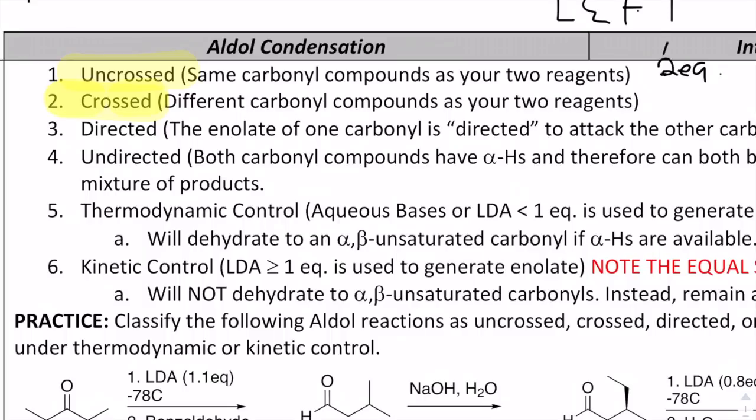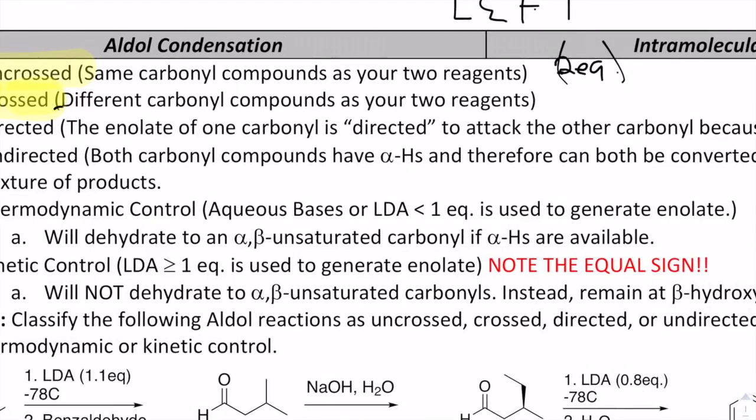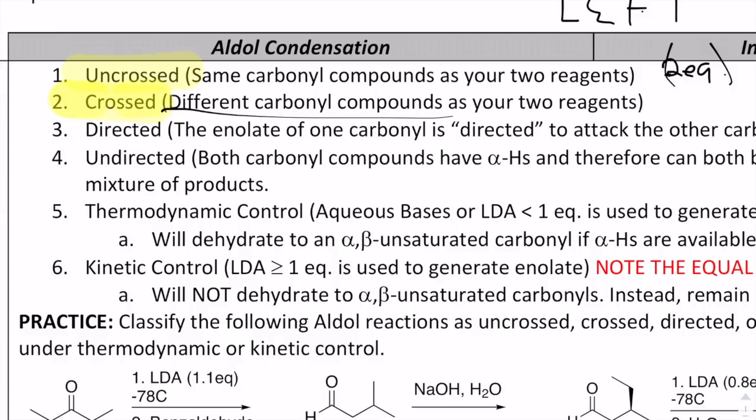We see 2 equivalents. In a crossed reaction, those are crosses of 2 different molecules. So one molecule is going to be an enolate, and the other one is going to be some other molecule. That's the carbonyl that we're going to attack into. We don't know which one's which, but they are 2 totally different molecules. So we would see typically 2 different carbonyl compounds. All right, the next set of words is directed versus undirected.